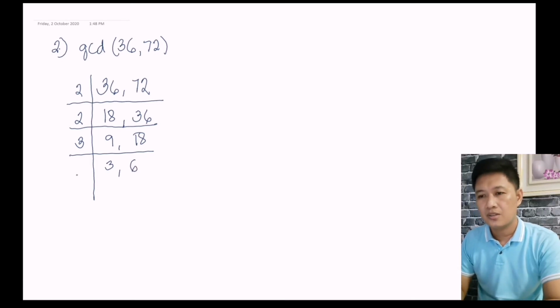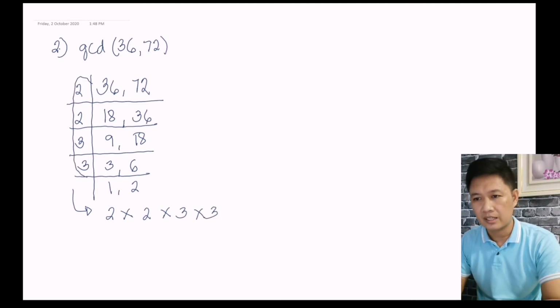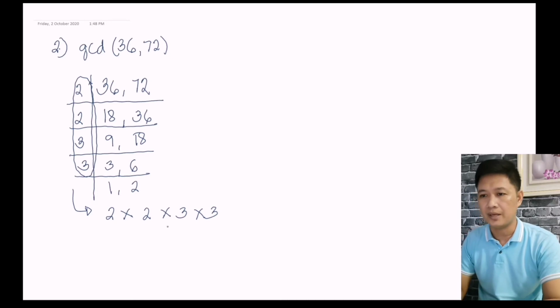Okay. So my common in between 6 and 3, and that is 3. So this becomes 1, this becomes 2. Alright. So what do we have here? We have 2 times 2 times 3 times 3. Dito yan nanggagaling. Okay, kaya huwag natin kalimutan.